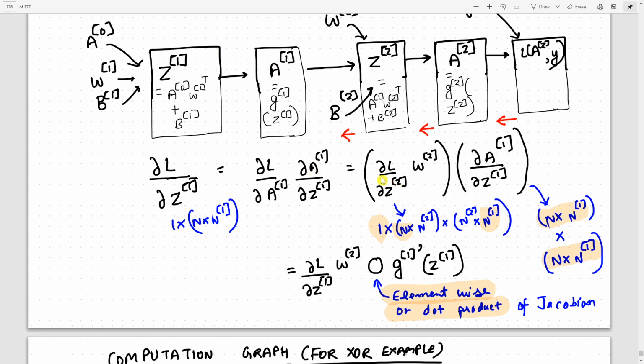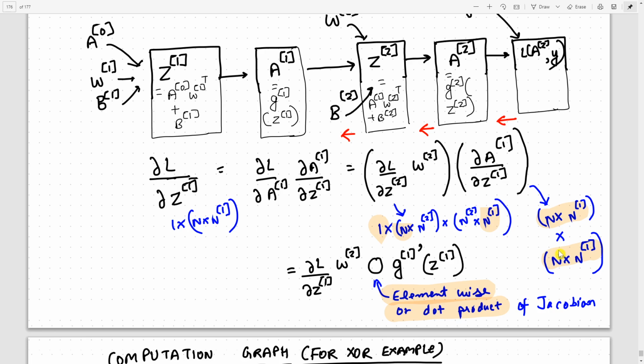look at the shapes. So del L by del Z2 multiplied by W2 is of the shape 1 cross, since L is a scalar, so del L by del Z2 is 1 cross n2, since n cross n2 is the shape of Z2, multiplied by n2 cross n1, which is the shape of W2, and the shape of del A1 by del Z1 is the shape of A1 is n cross n1 and the shape of Z1 is n cross n1, right?